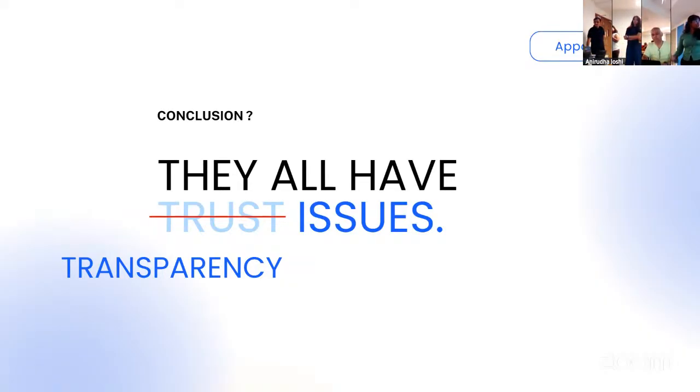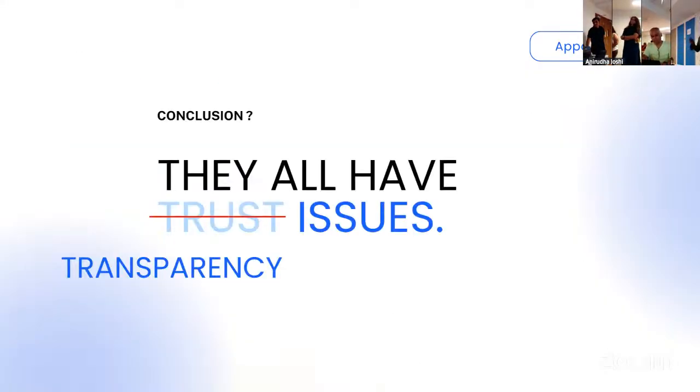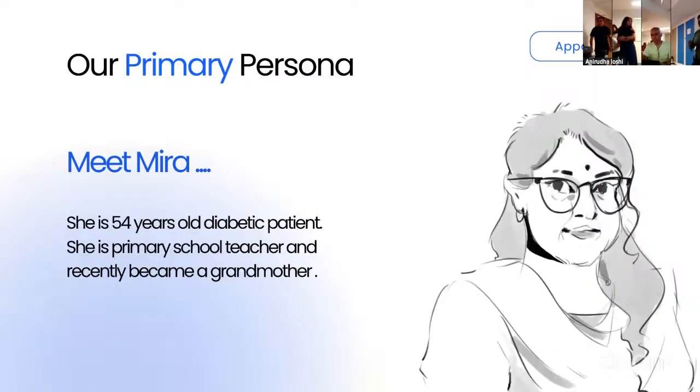So we have come to the conclusion that it is not the factor of trust, but rather transparency. There is a very lack of coordination between all the three sectors, which leads to this miscommunication and mistrust. So, summarizing all of our findings, we have made a persona called Meera. She is 54 years old, a school teacher, and also a grandmother.